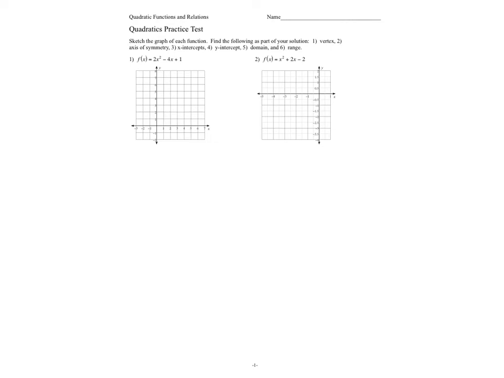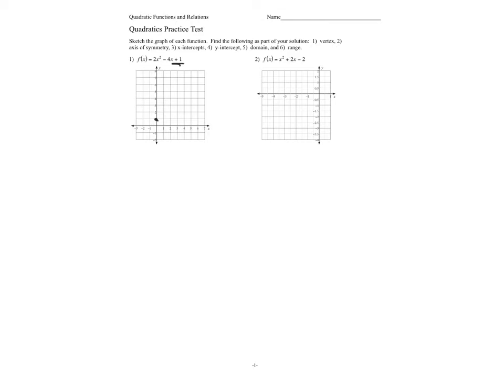All right, so for this first problem, we need to find the vertex, axis of symmetry, x-intercepts, y-intercept, domain, and range. So we know that first of all, our y-intercept is the c value. Okay, so our y-intercept here is 1. So I'm going to put that point on our graph.